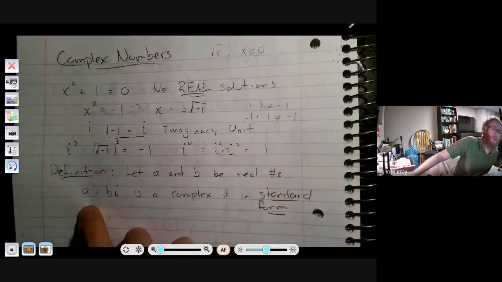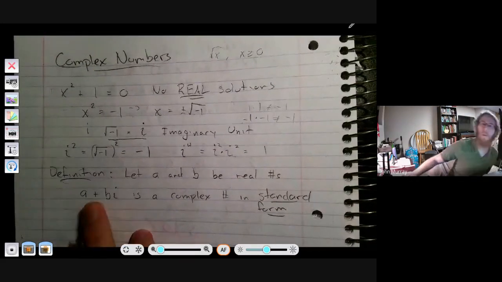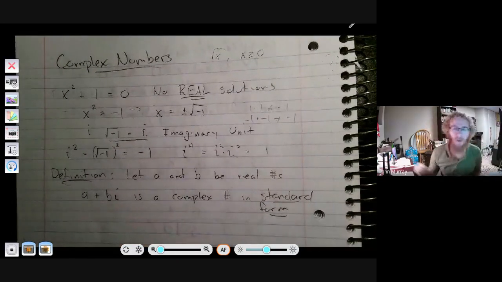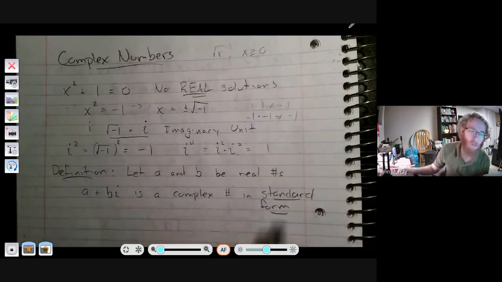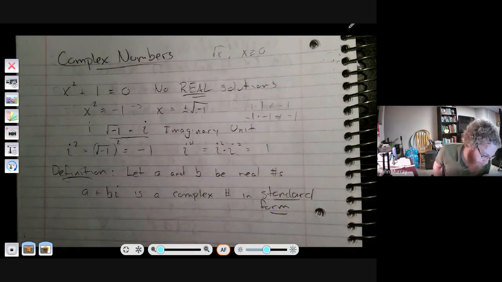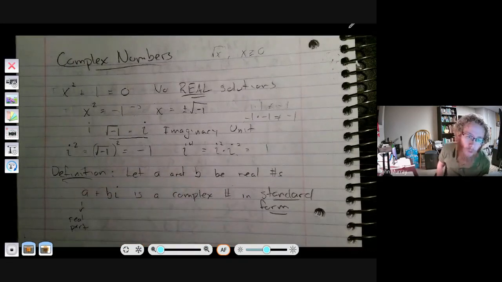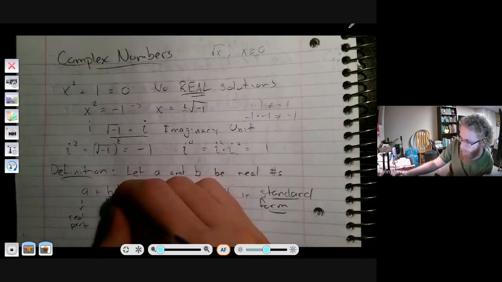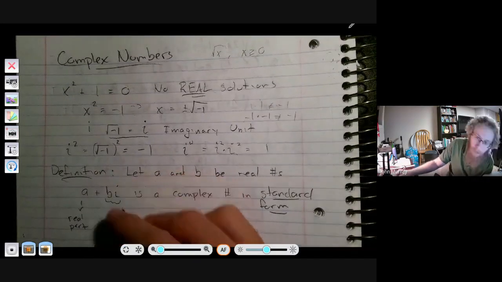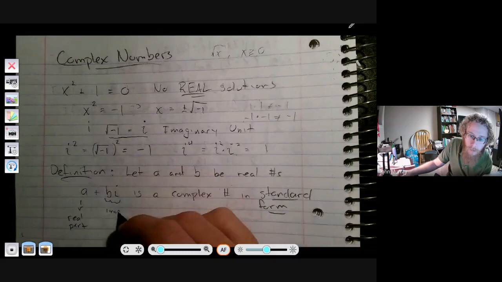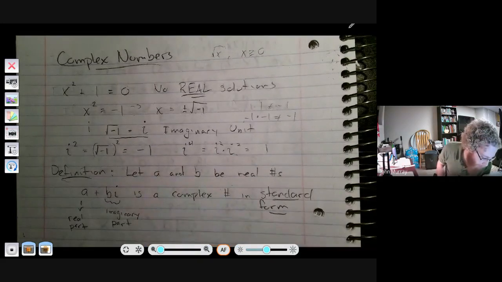Okay, so here we have the expression a plus bi. Well, that's going to be what we call a complex number in standard form. The a, we say, is the real part. And the bi together is the imaginary part.